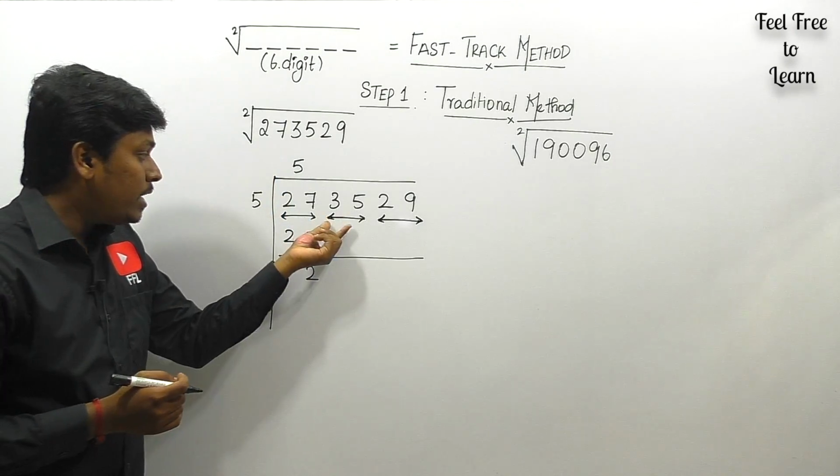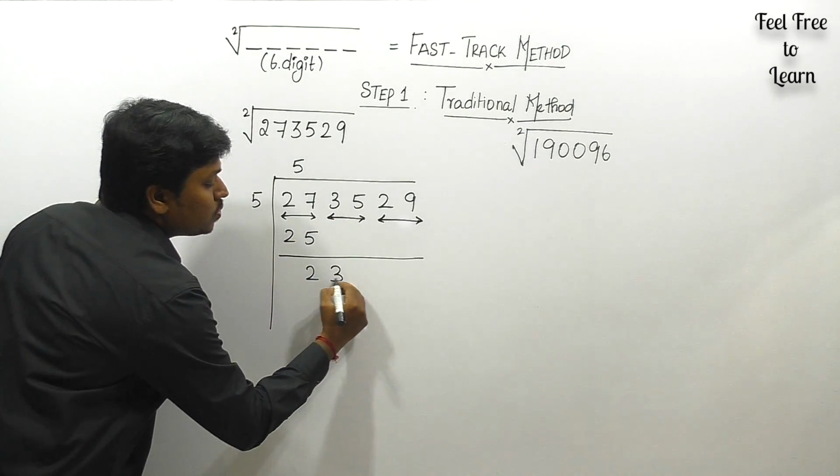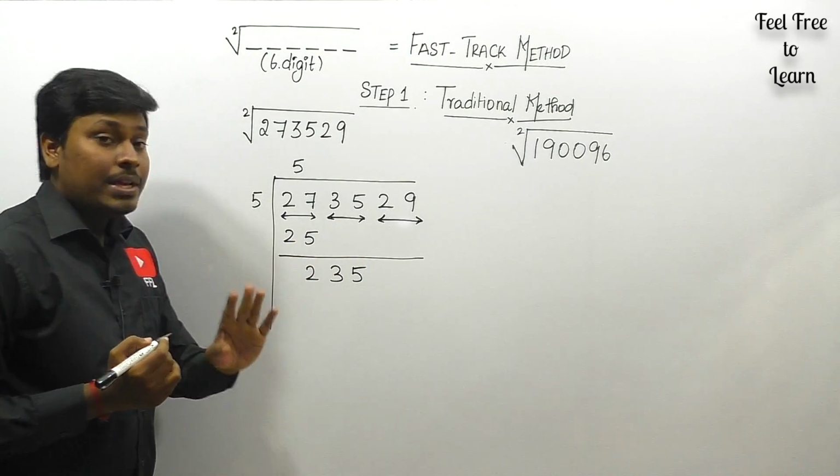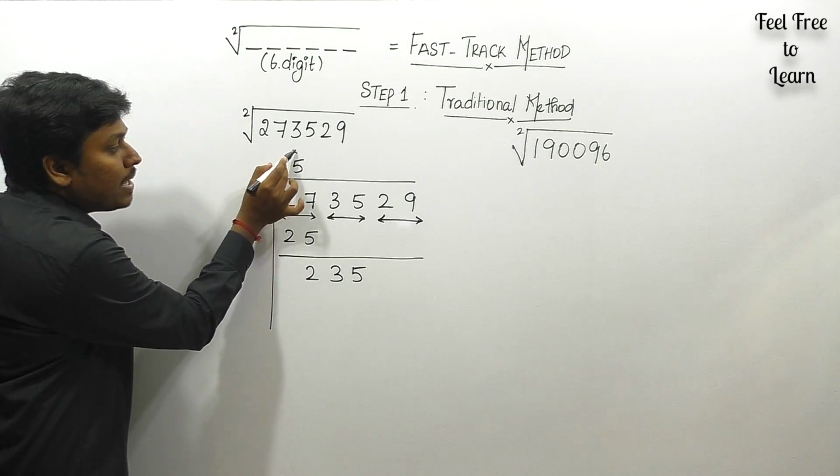Step number 2, you need to bring down both the numbers, right? So this becomes 235. Got it, friends? Now the important step is you need to multiply this number by 2.